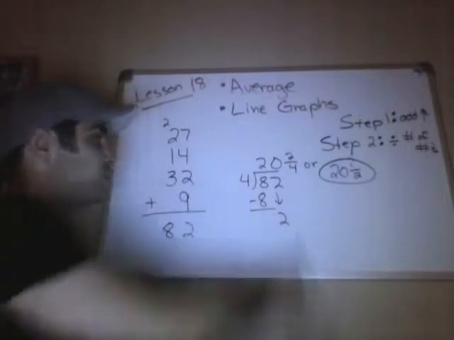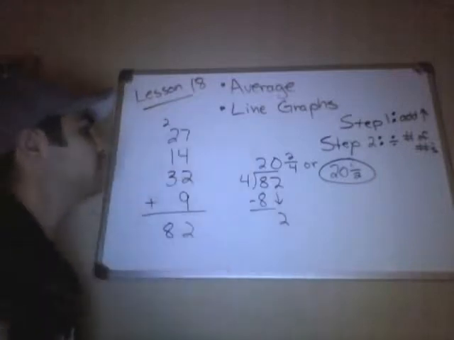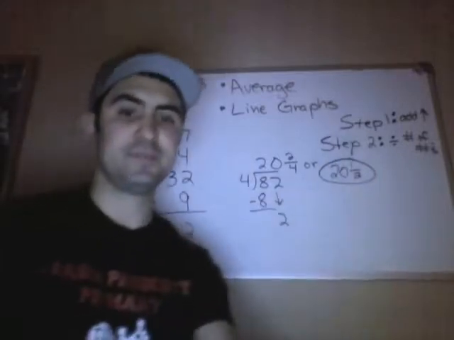And when you divide that out, you're going to get 20 and 2/4, or the average for this number of numbers is 20 and a half.